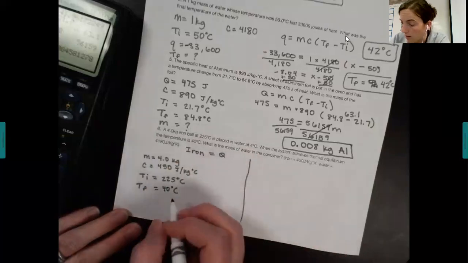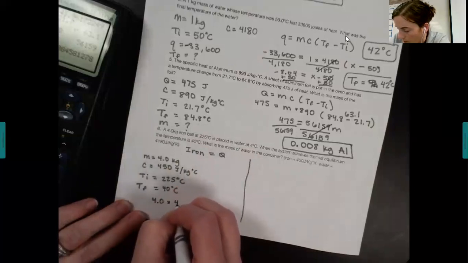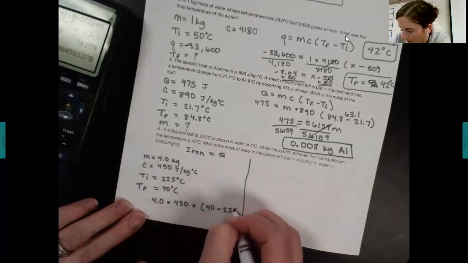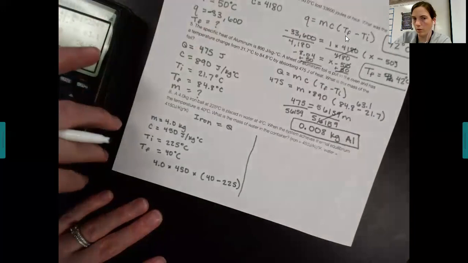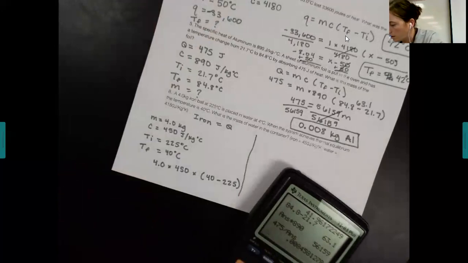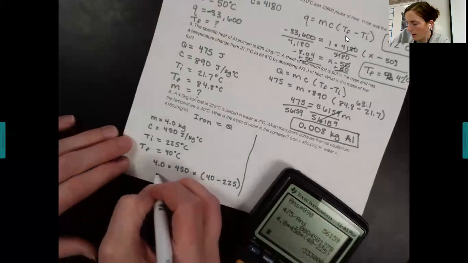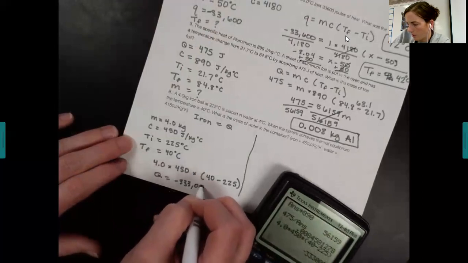Okay, so I'm going to use this and I'm going to put it into the MCAT problem. So 4 times 450 times my change of temperature. So 40 minus 225. Scoot that up a little bit. Plug it in. Oops, sorry, desk is sticky. Okay, so the Q for iron is negative 333,000 joules.